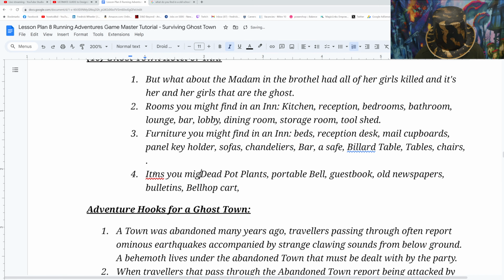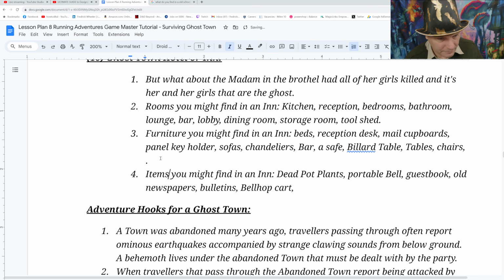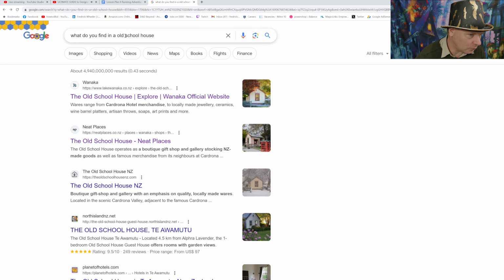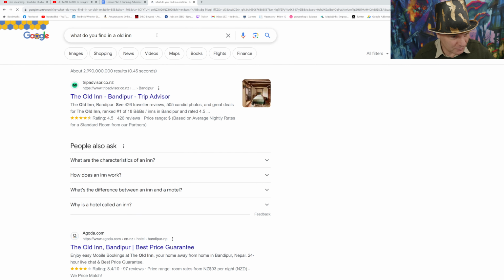Items you might find in an inn. Okay. We have a bunch of them so far. So do we feel like we've mostly exhausted this list? I'm going to do a quick look to see if we can find anything suitable here. What do you find in an old inn? Sometimes this works for me, sometimes it just doesn't.